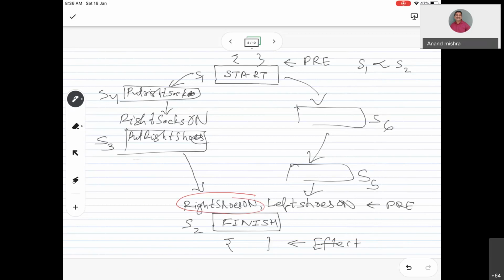Now S4 and S6, there is no ordering. Either you can put the right sock on or the left sock. It doesn't really matter. So S4 and S6 have no ordering, but there is an ordering between S4 and S3. And S4 and S5 are not connected, so you cannot just jump into things and do things. So there is no order and no causal link. Is that clear?